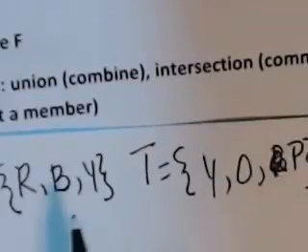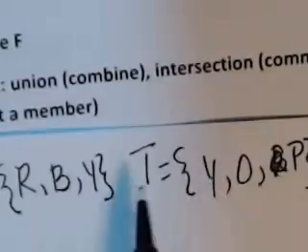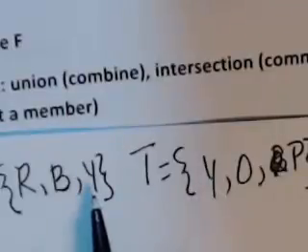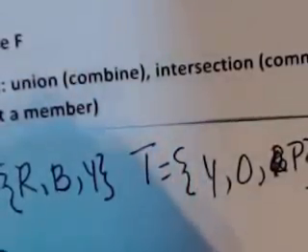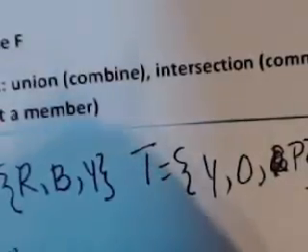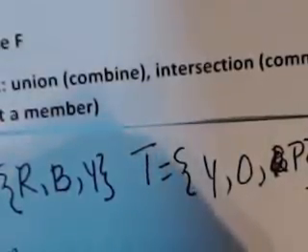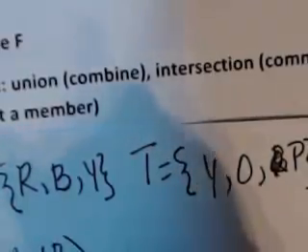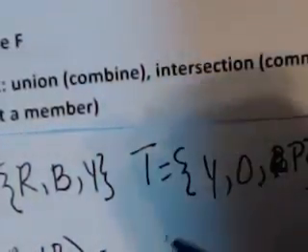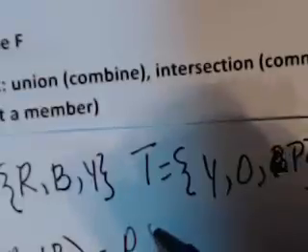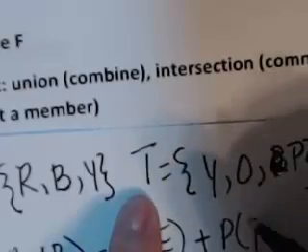They are not mutually exclusive because they both contain yellow. So if I want to find the probability of A and B, I would take the probability of E added to the probability of T.